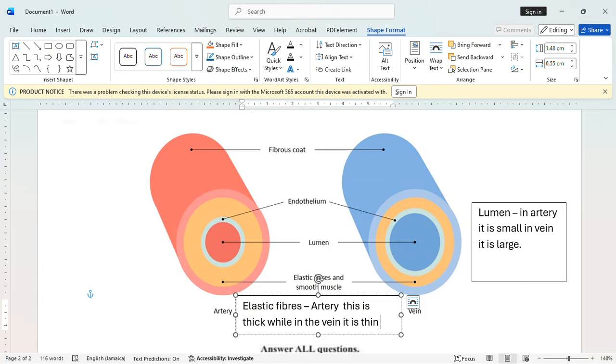So in the artery, definitely the elastic fibers are thick. And one of the things we want to remember is that blood is pumped through your artery at high pressure, and thus it needs to be thick to be able to withstand that pressure, right? While in the vein, it's at a lower pressure. So again, the elastic fibers don't have to be that thick within the vein. Yeah?